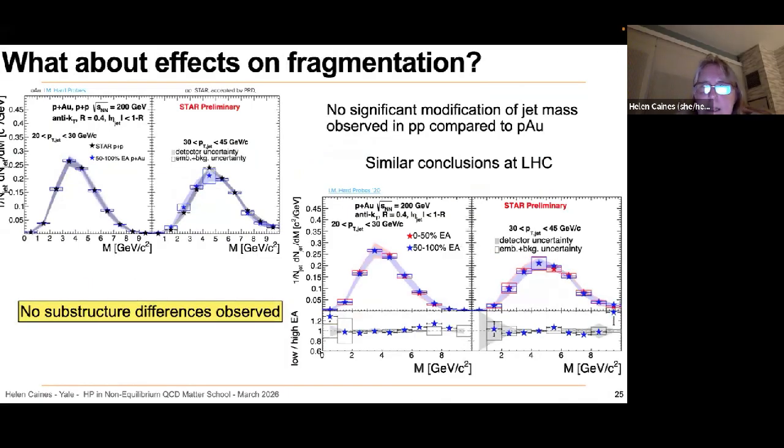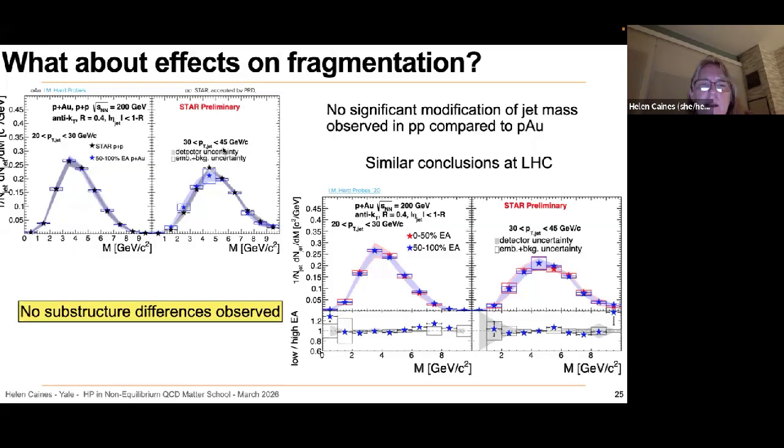People have gone in and looked since to say, well, maybe there's no big energy loss, but you still see an effect on the fragmentation, but the modification is sufficiently small that our jet finding algorithms still find all the energy, but you modify the fragmentation. So tests were done by STAR in p+gold, measuring the substructure via the jet mass. Here you see it in p+gold versus pp. Black is the pp measurement and blue is the p+gold, and the reason you can't see the black very well is that it's almost perfectly on top of the blue.